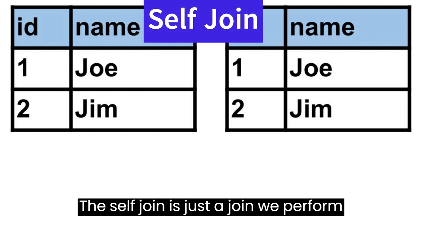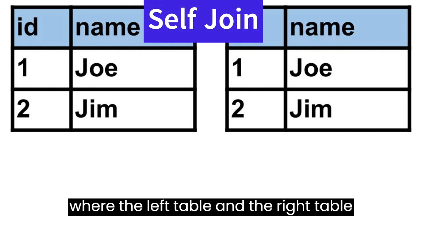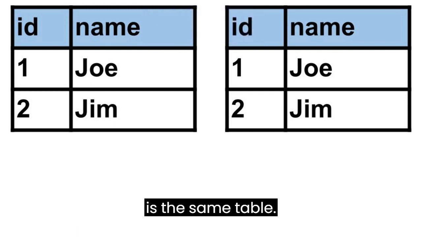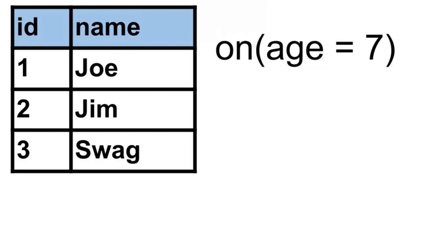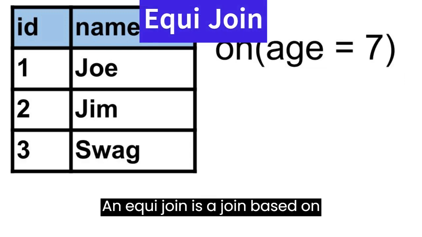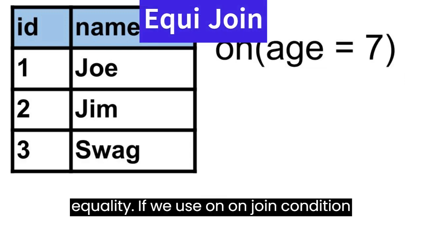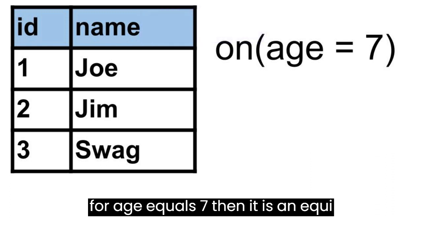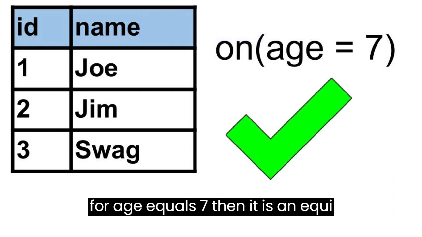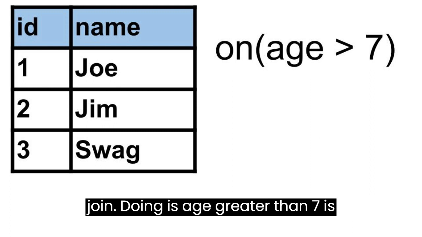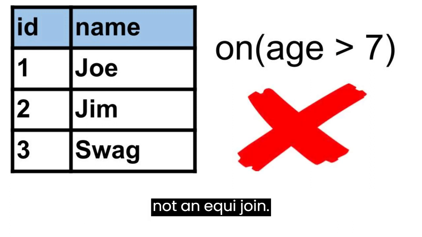The self-join is just a join we perform where the left table and the right table is the same table. An equi-join is a join based on equality. If we use on-join condition for age equals 7, then it is an equi-join. Doing is age greater than 7 is not an equi-join.